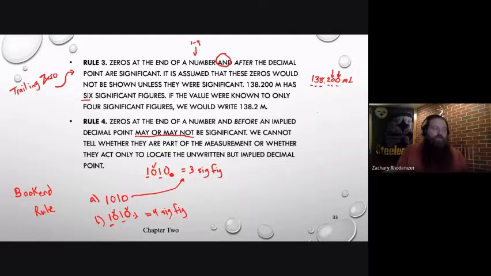Okay. So those are the rules. You have 4 rules and then kind of a half rule, right? The bookend rule. Okay. And that kind of helps us tell the difference between the may or may not. If the decimal is written, it counts. If the decimal is not written, then that 0 does not count. Okay. And that's the difference in the 2.